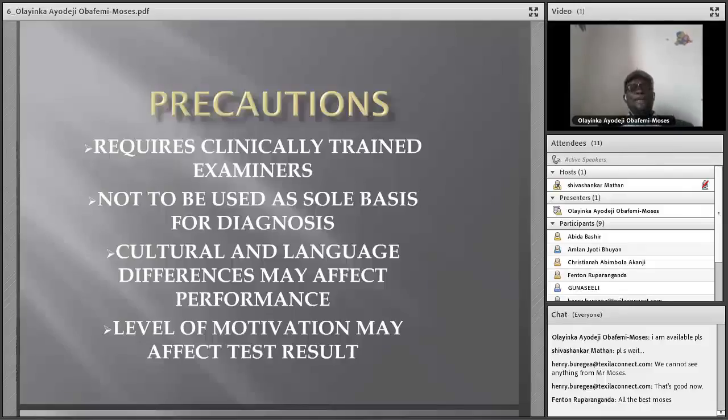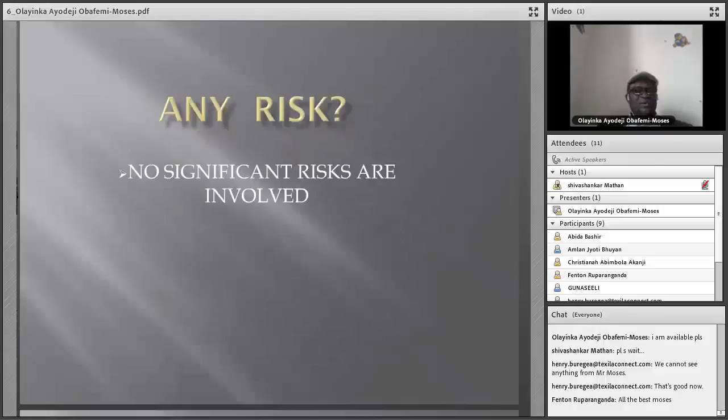Number three precaution: cultural and language differences may affect the performance of the examiner and the examinee, that is the client or the patient, because there may be a breakdown in communication. The level of motivation may affect test results. If the examiner or the counselor is ill motivated or not well motivated, it may affect the result that may come out.